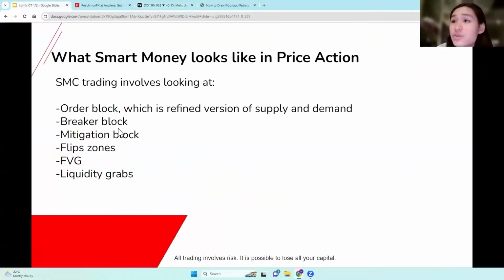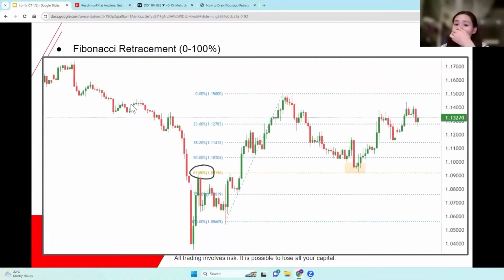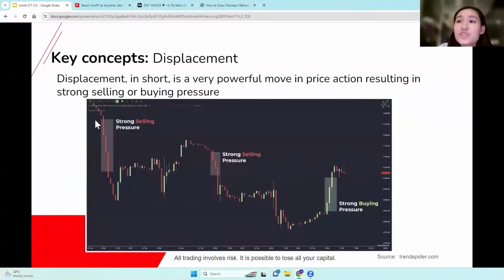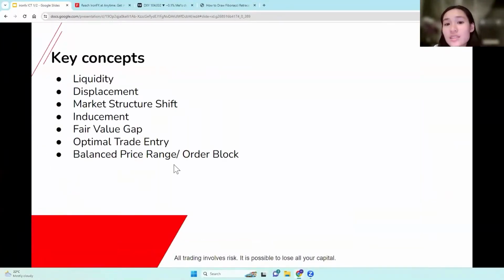You can actually use these key concepts more like a checklist when you're using the ICT trading strategy. Firstly, you look for the liquidity, followed by the displacement. Look for any market structure shifts, inducements, and fair value gaps, and then use your Fibonacci levels to find your optimal trade entry, followed by the balanced price range, which is basically looking for a double fair value gap over here.